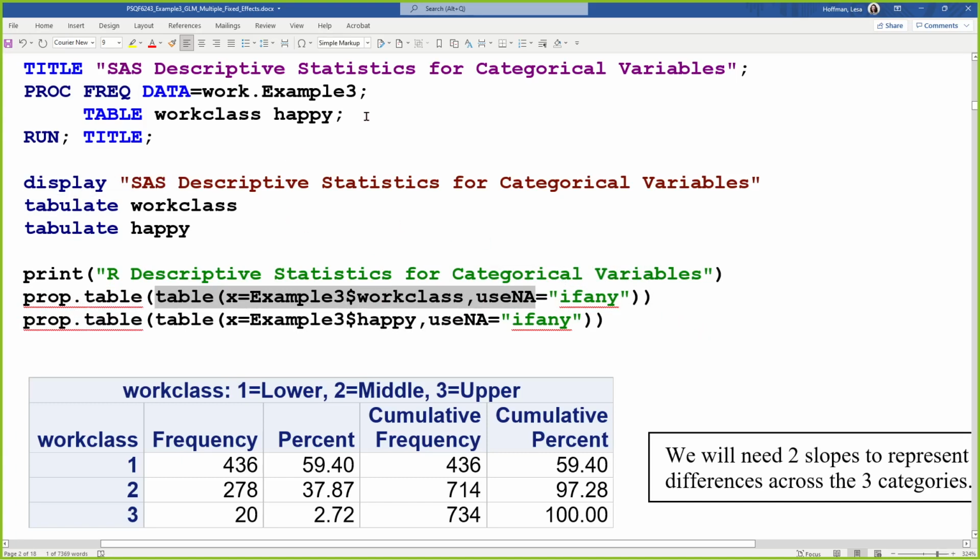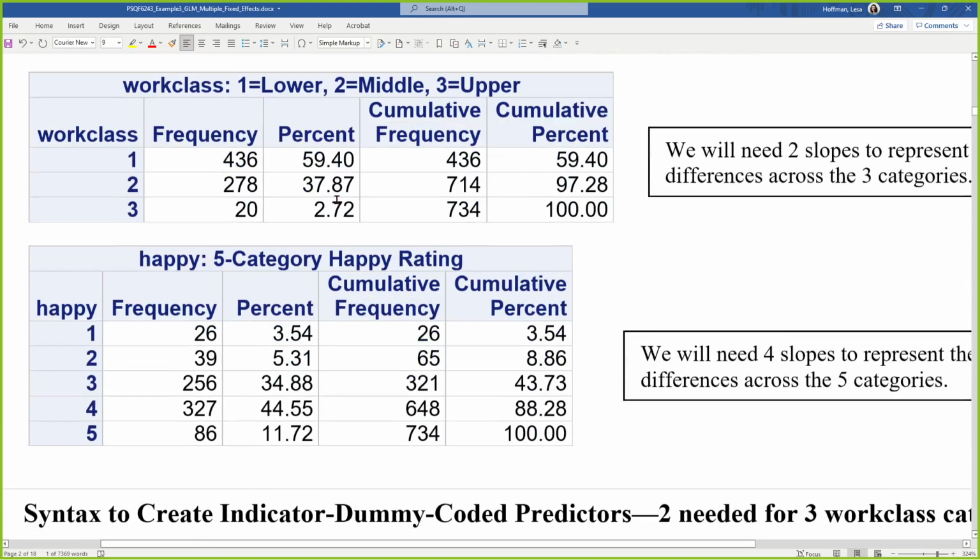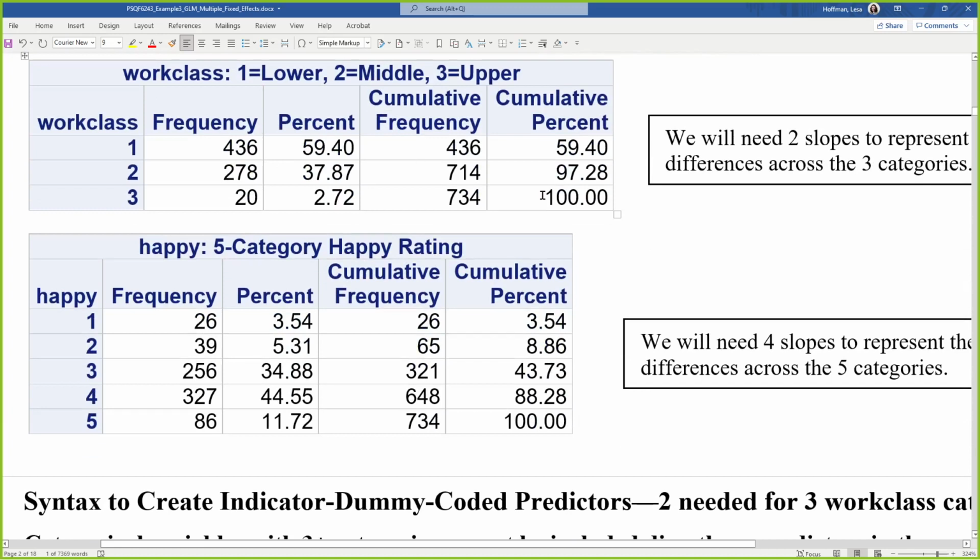So we're asking for these summary frequencies and proportions for working class, which is going to be a predictor in this example, and also for a 5-category happy variable that will show up subsequently. Those are the 2 tables produced in SAS that tell us how many people are in each category, as well as how many categories there are in total.